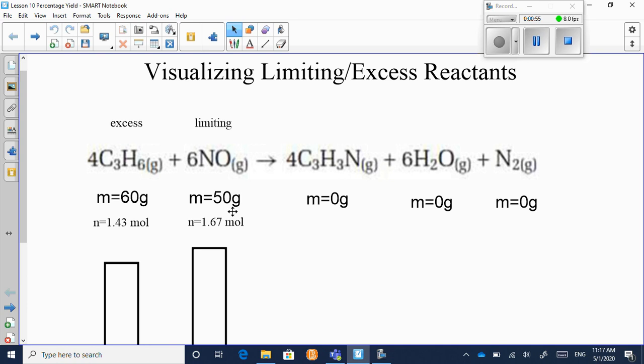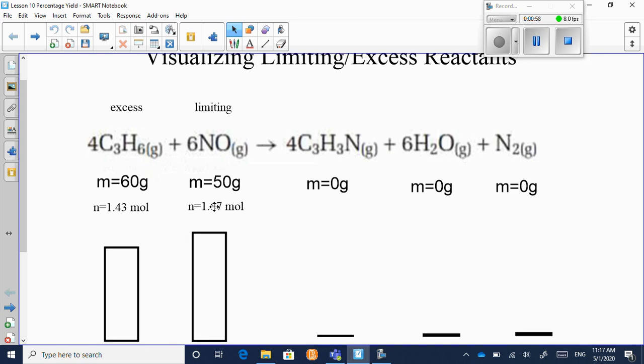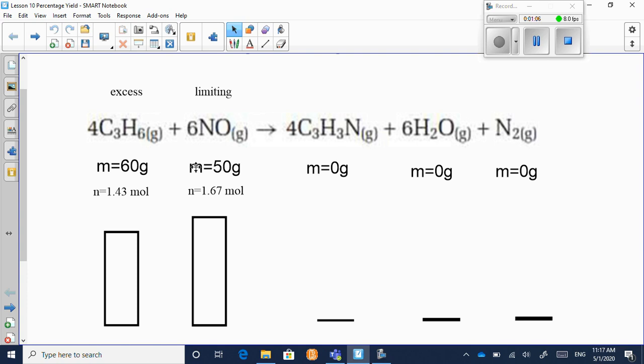So what we did was we calculated the number of moles. We converted them both to moles by using the molar mass of each of those reactants. And then finally, we divided by their coefficient. So we divided by the 6 in this case and the 4 in this case. And once we did that, we determined that the nitrogen monoxide was limiting. Okay, so we came to that conclusion.